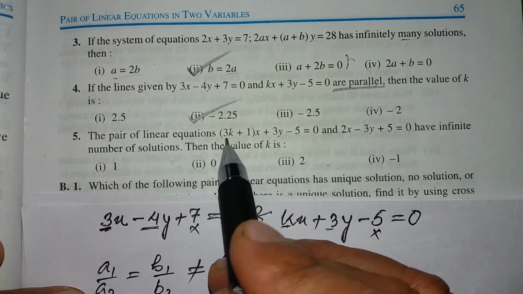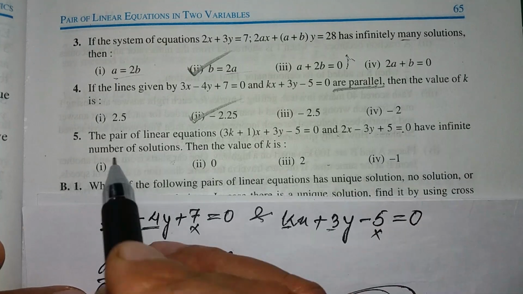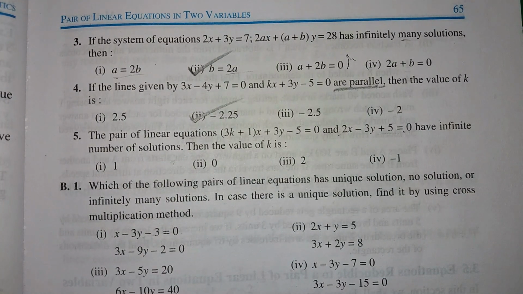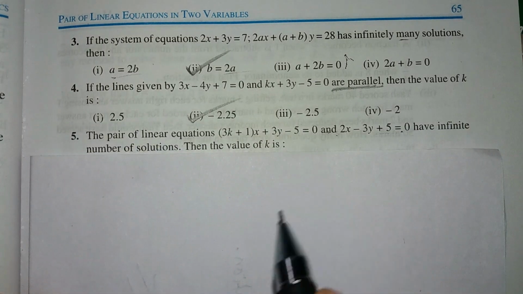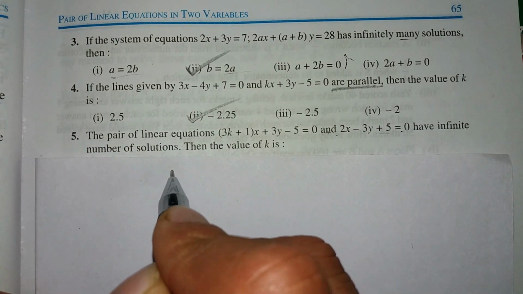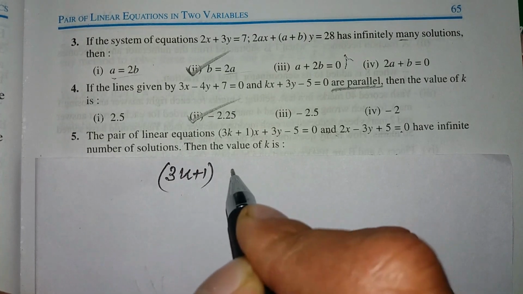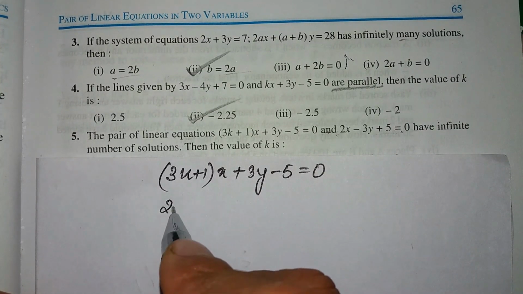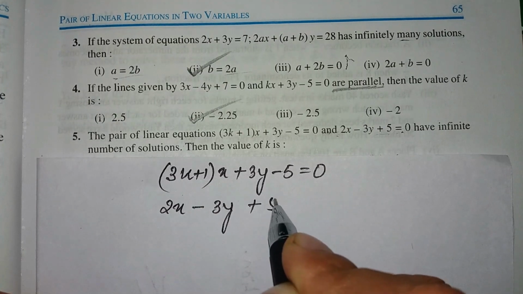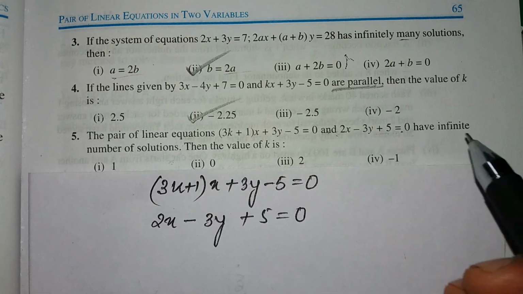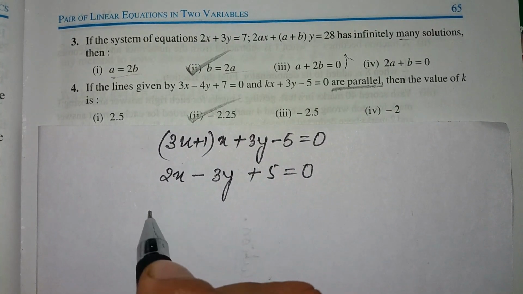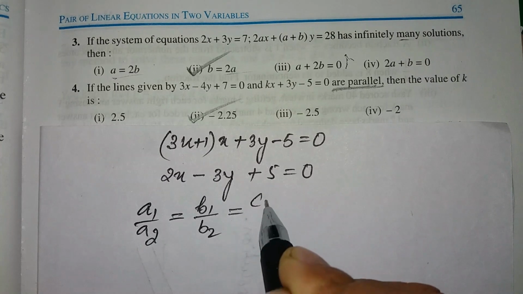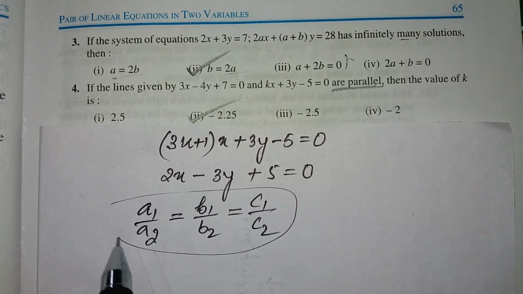The pair of linear equations given have an infinite number of solutions, then the value of k is. Here the pair of equations given is 3k plus 1 into x plus 3y minus 5 is equal to 0 and 2x minus 3y plus 5 is equal to 0. Now these two equations have an infinite number of solutions, so a1 by a2 is equal to b1 by b2 is equal to c1 by c2. For an infinite number of solutions, this is the condition.